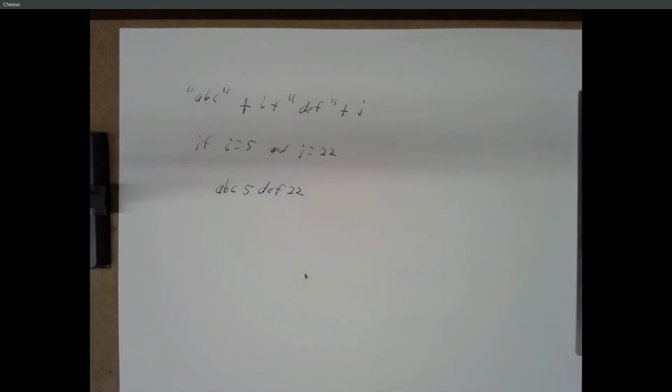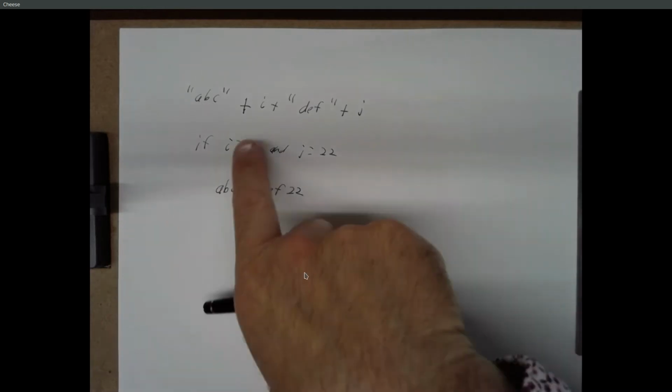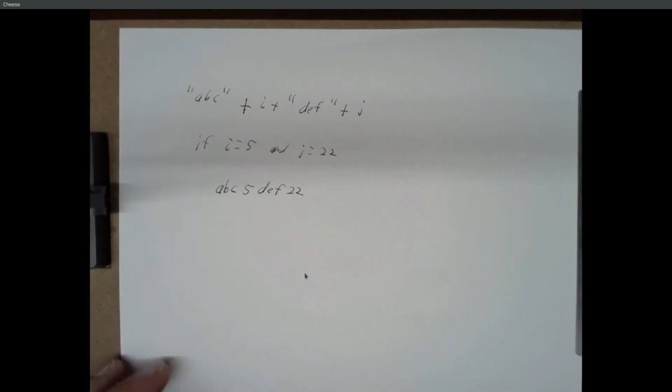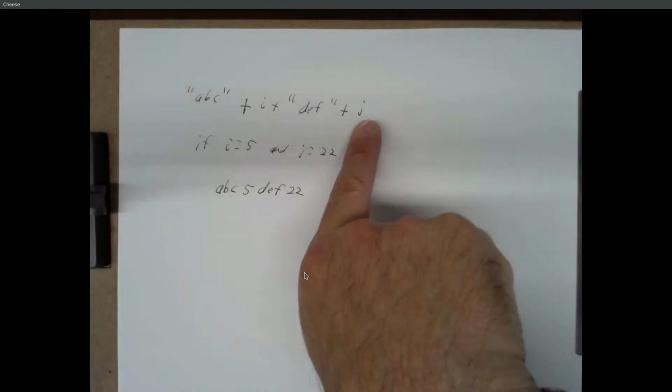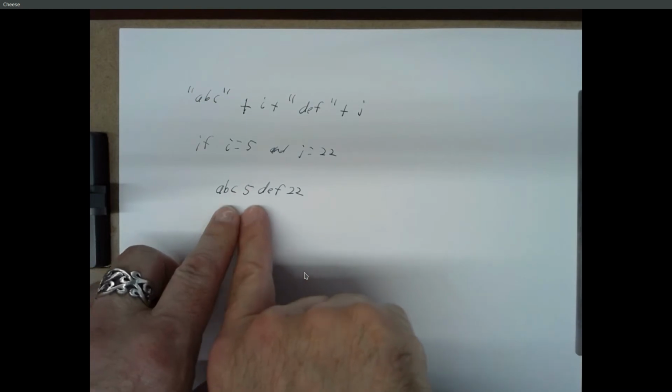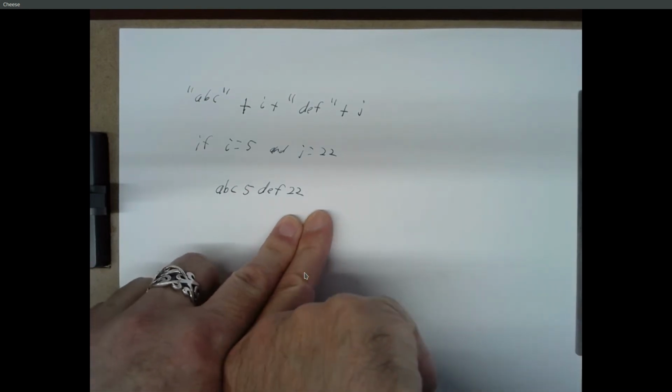All right, so if you say something plus something plus something plus something, it basically just strings them all together in a big long string. So if i happened to be an integer equal to 5 and j happened to be an integer of 22, this would be the same as ABC5DEF22.